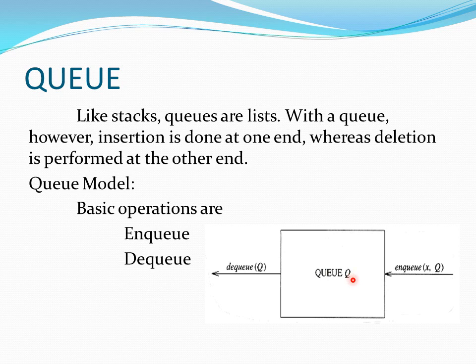It's a queue model. NQ x comma Q means we are inserting element x into the queue. DQ means we are deleting one element from the queue.